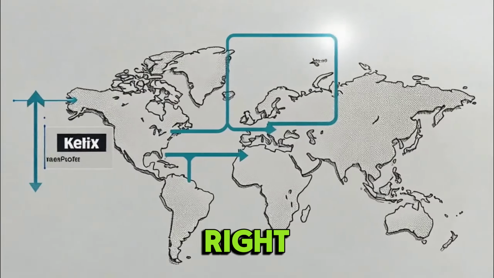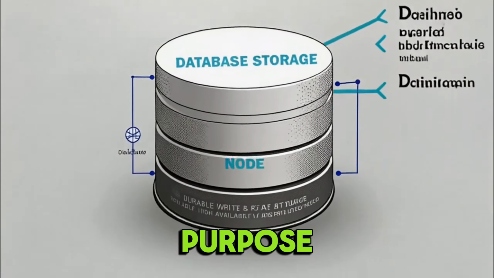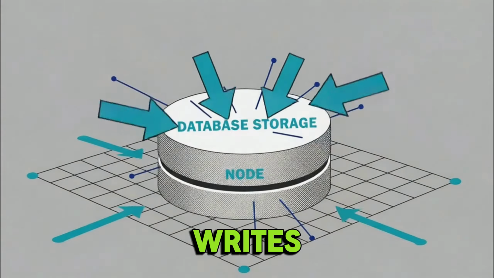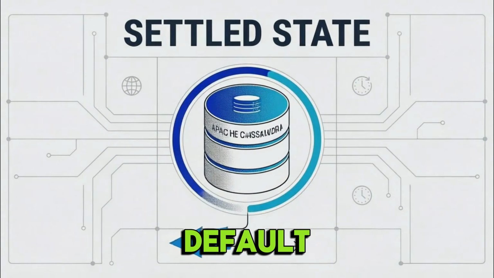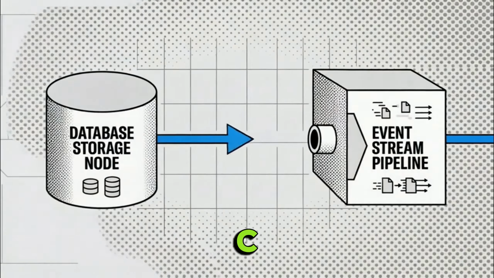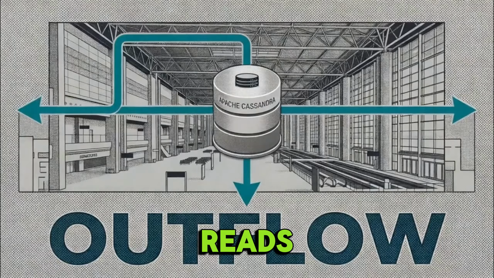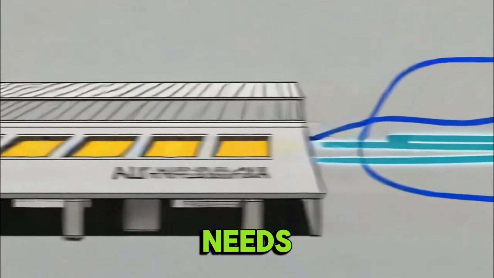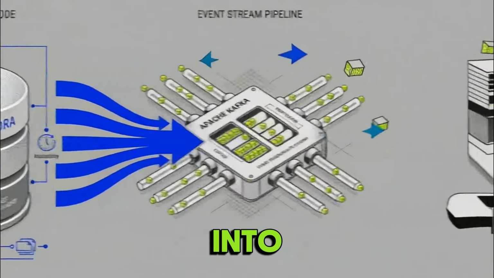infrastructure. For the write database, Netflix uses Apache Cassandra. Cassandra is purpose-built for fast, durable writes at distributed scale. It is eventually consistent by default, which fits perfectly with the CQRS model, because the write database does not need to serve reads directly. It only needs to accept writes quickly and propagate events reliably into Kafka.